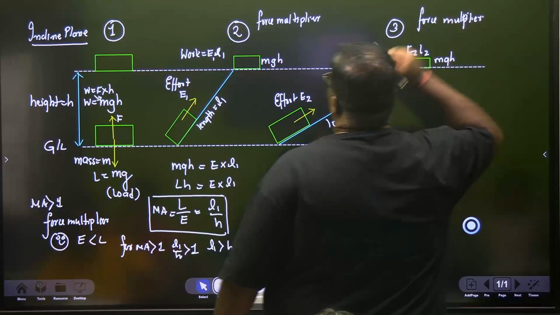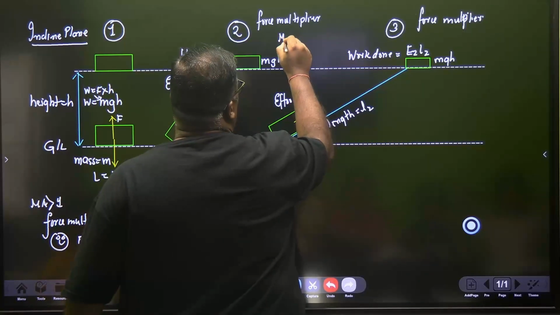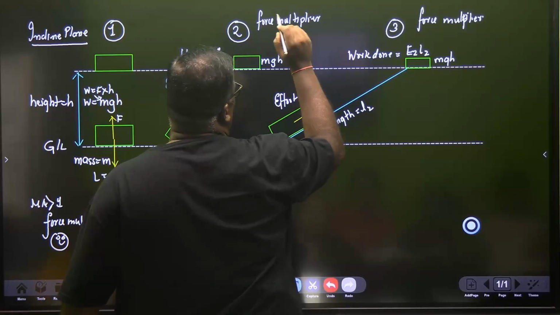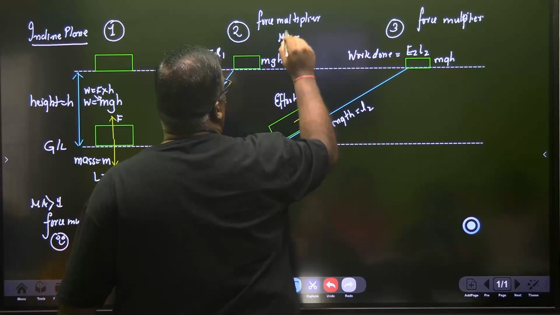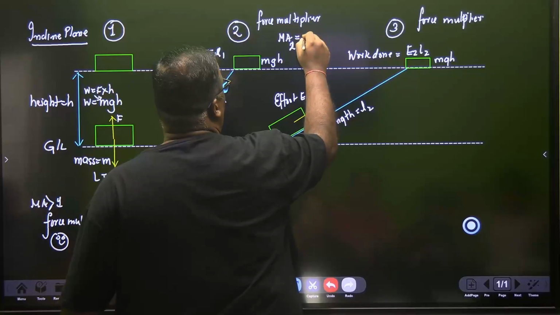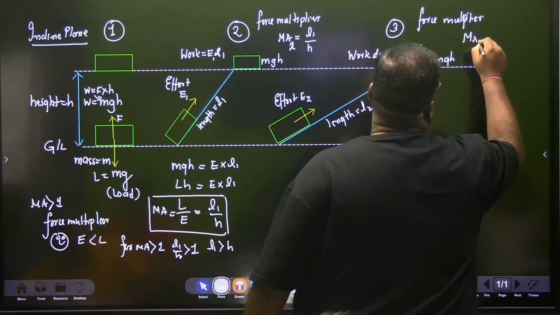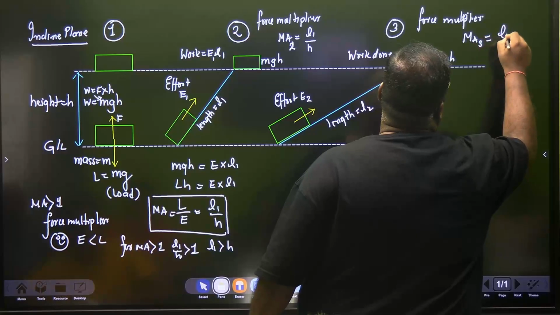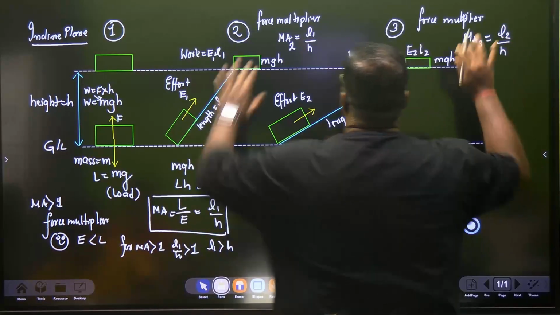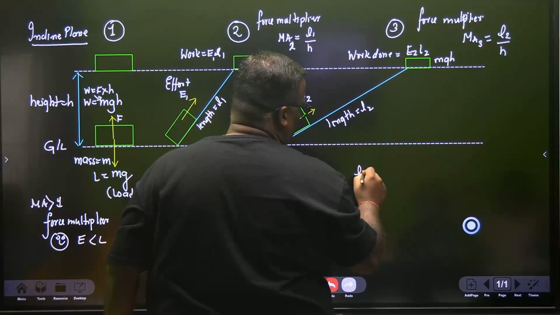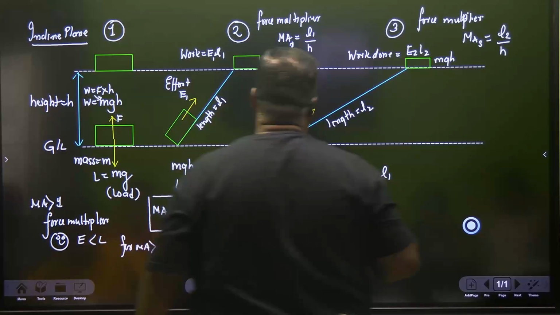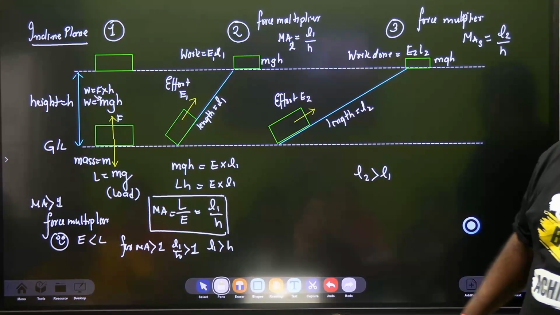Both are force multipliers. But if you see the mechanical advantage over here, MA1, MA2, in the case of MA2 we are getting our mechanical advantage as L1 upon H, and here in MA3 our mechanical advantage is L2 upon H. Now if you compare these two, you can say L2 is greater than L1. Yes or no? L2 is much greater than L1.